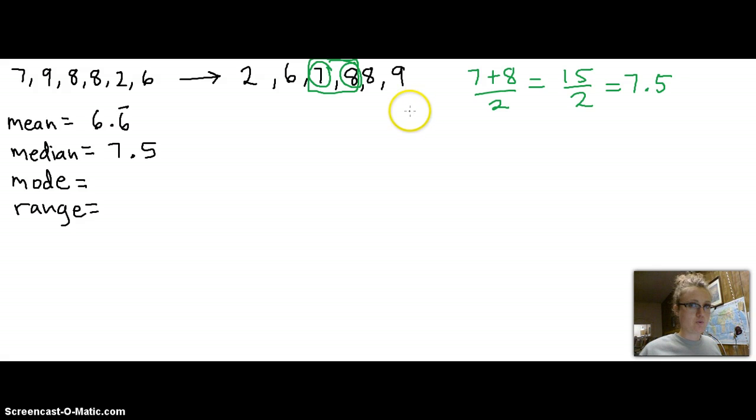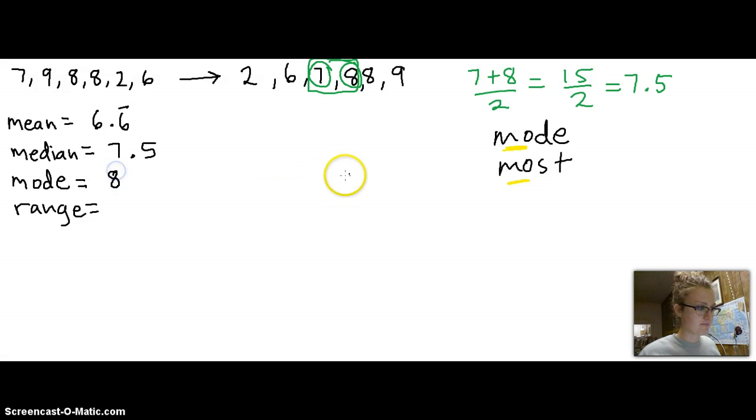What is the mode? And I remember mode because it's the thing that occurs most often. Both mode and most start with MO. They sound the same in the beginning. So I just look at the list and I see what occurs the most often. I can of course use either list now, that doesn't have to be in order. And I see that there are 2 8s, and there aren't 2 of anything else. So the mode's going to be 8.